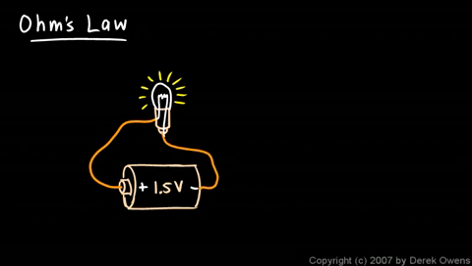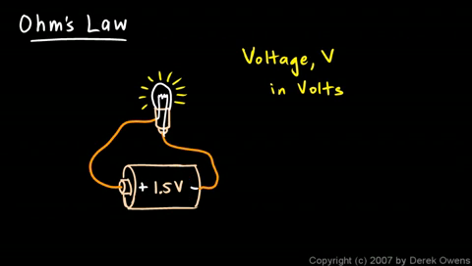Whenever you have something like this, a circuit element, like this light bulb in the circuit, there are three variables to consider. There's the voltage, and the symbol for voltage is V, capital V. And voltage is measured in volts. So you would say in this case the voltage is 1.5 volts. Or if you have the electrical outlet in your home, you would say the voltage is 120 volts.